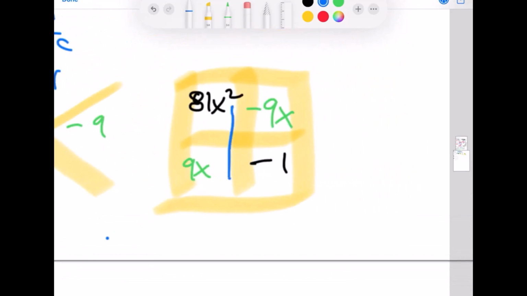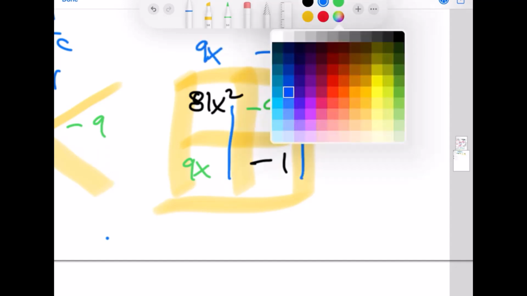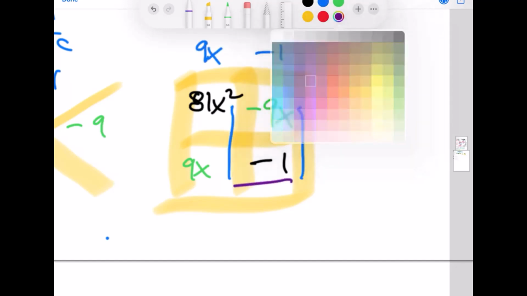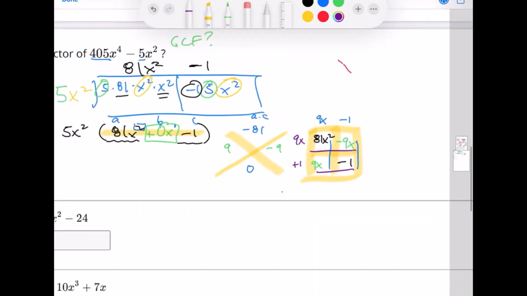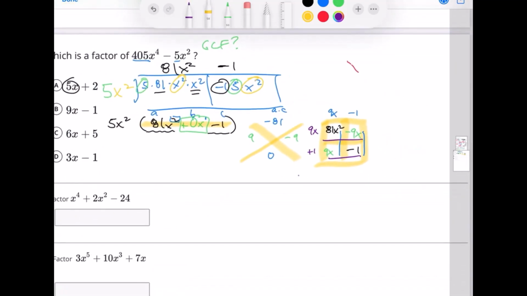Alright, so GCF going this direction is a 9x. GCF in this direction is a minus 1. Like purple. This direction, I think it is going to be a positive 1, and this direction will be a positive 9x. So, let's choose green here. 9x minus 1, 9x plus 1 is going to be our answer.